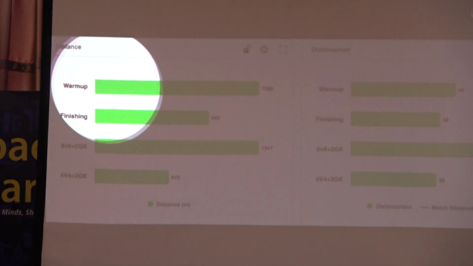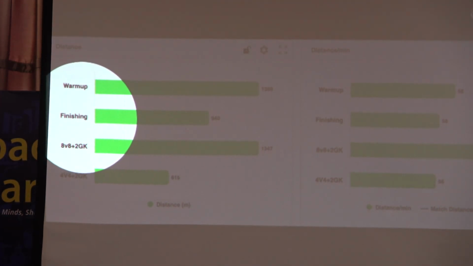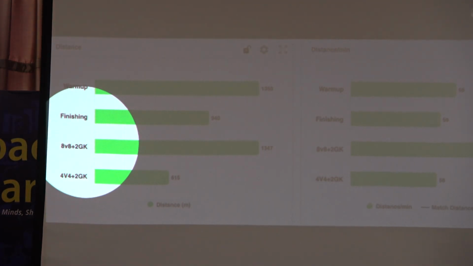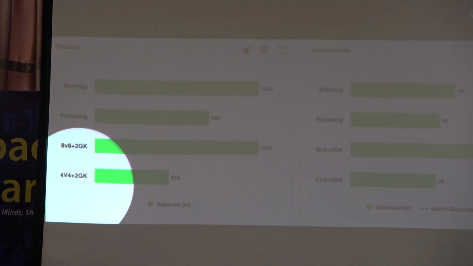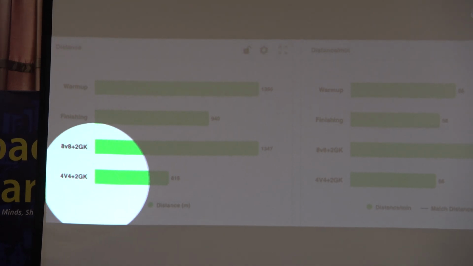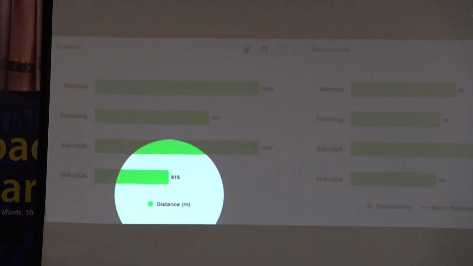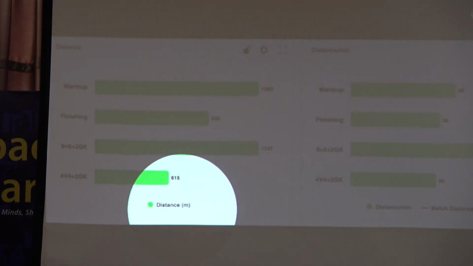drill. So here you can see warm up, second one is finishing, and then 8 against 8 plus GKs, and then the last one was the small sided game also with GKs. So this is distance, which is running load.